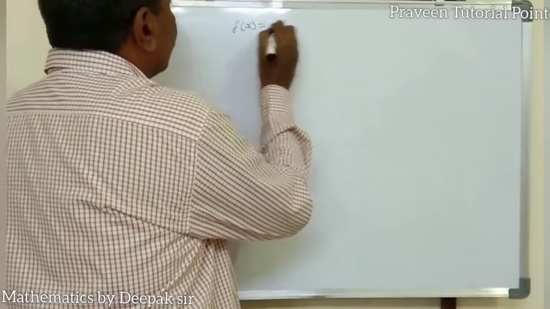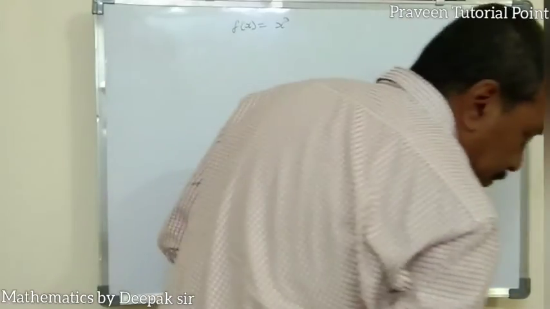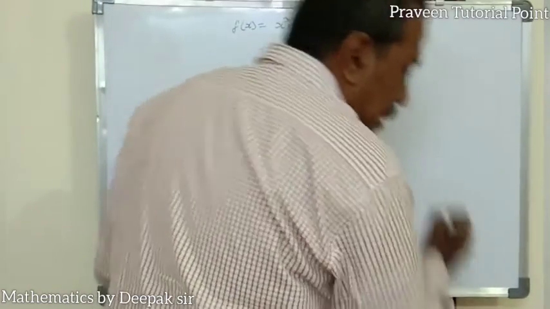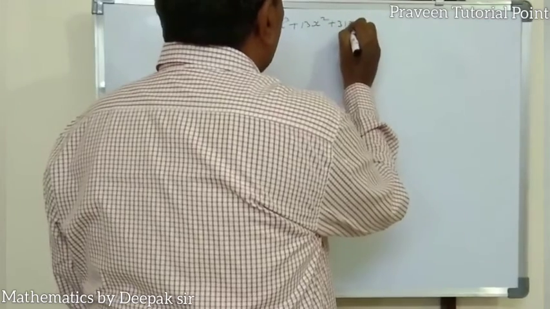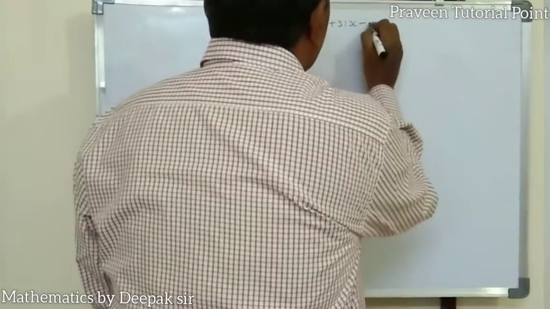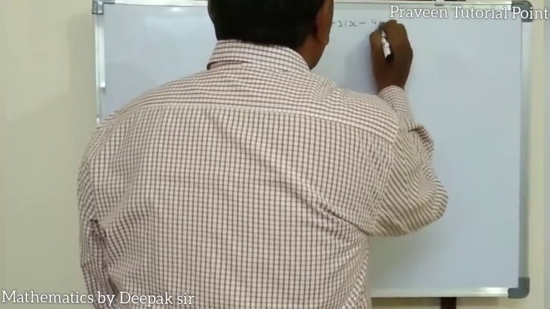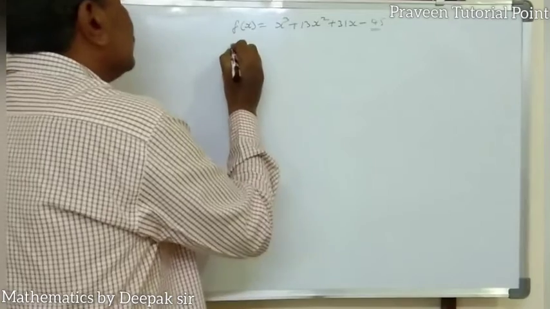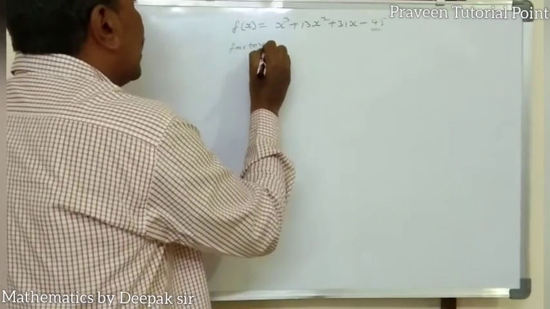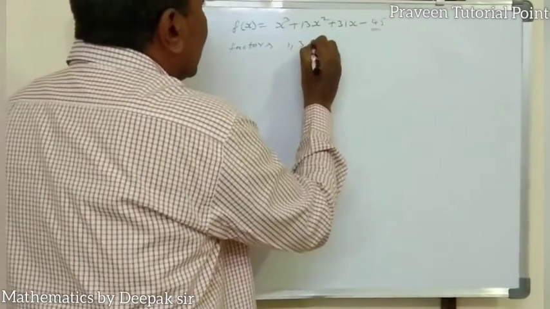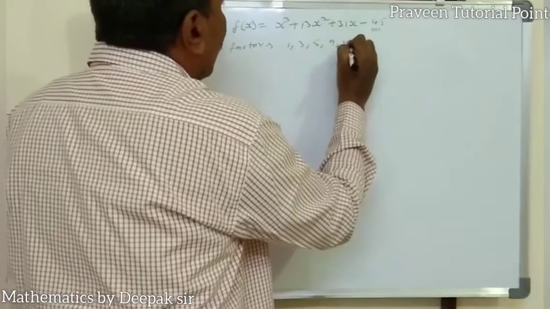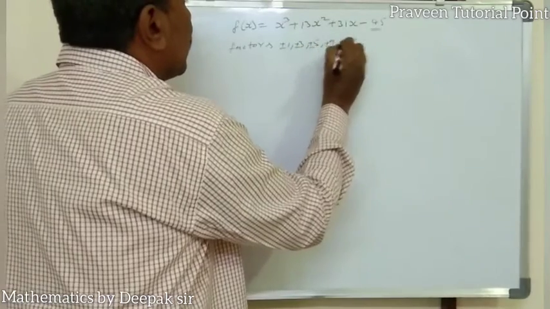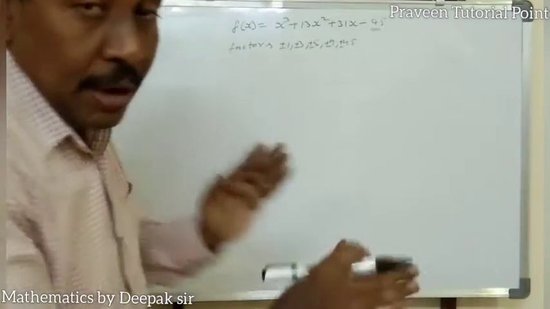f(x) is equal to x cube plus 13x squared plus 31x minus 45. Now take the factors of the constant. The factors are 1, 3, 5, 9, 45. We can take these as plus or minus. Now we have to make trials.